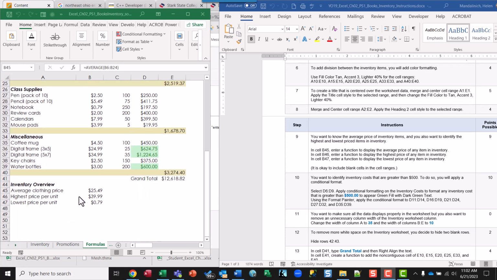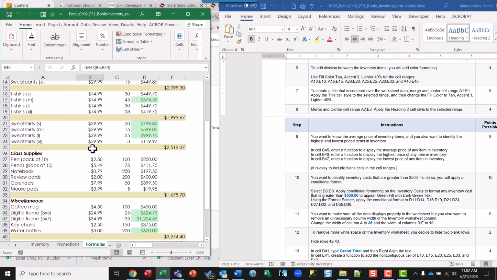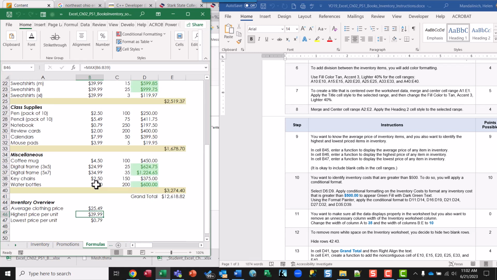But then if we look at the highest and lowest, it's just the price per unit. There's no qualification on clothing. So on these two, we would do max because that indicates the highest in a data set, but we would do all of this. So we would start at row 6 and go through 39 because we're not limiting it in any way to just clothing. And the same thing here, we would do the min function with that same range of B6 through B39.